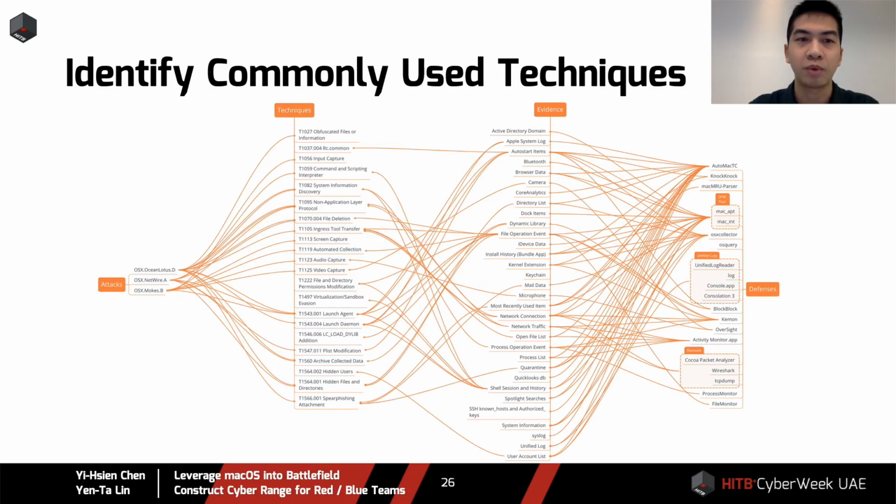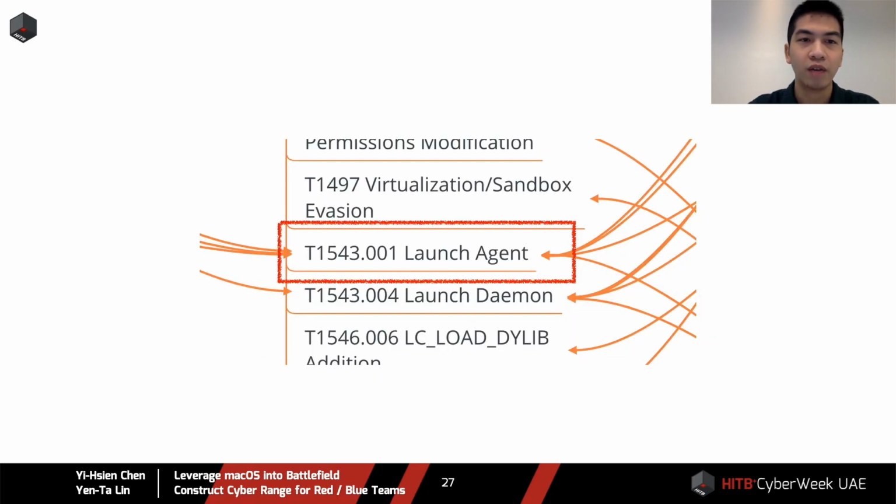Let's illustrate the first point. If we look at the technique list, several parts are denser than others. We circle those parts with red. If we zoom in on one of those parts, we can see that the launch agent technique is used by 3 out of 3 malware, so it is a relatively common technique for real malware. In addition, this technique can potentially be detected by 4 kinds of evidence. Therefore, we can assume that this technique is commonly used by malware but can be easily detected by several forensic tools.